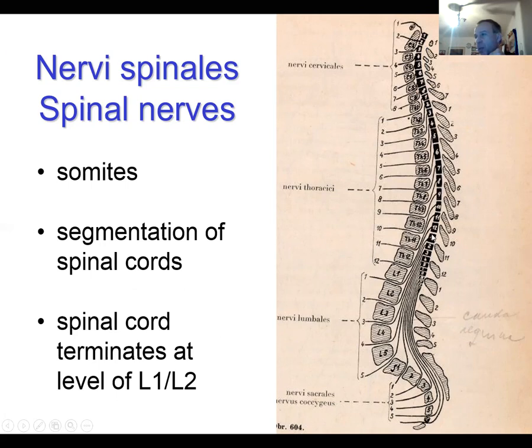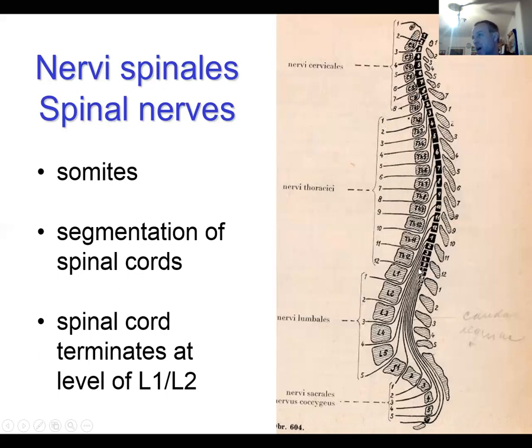As you can see from this figure, the spinal cord is shorter than the vertebral column as it grows more slowly. And in adults, it terminates at the intervertebral disc L1, L2. So that's very important for us, that the spinal nerves still leave the vertebral column at the appropriate level based on the development. But not the spinal cord itself.